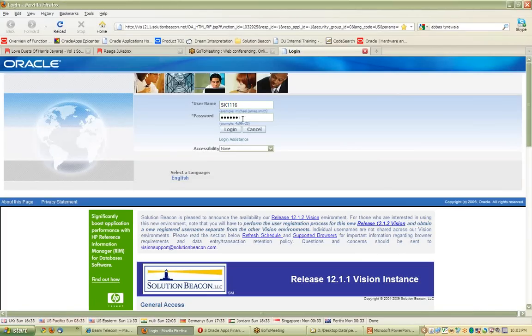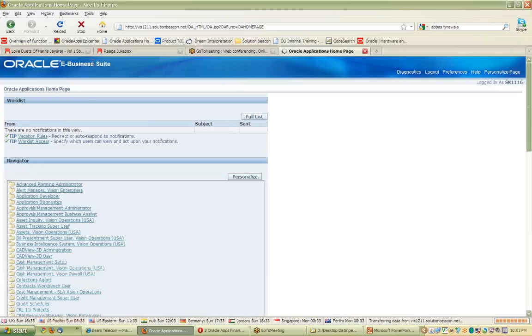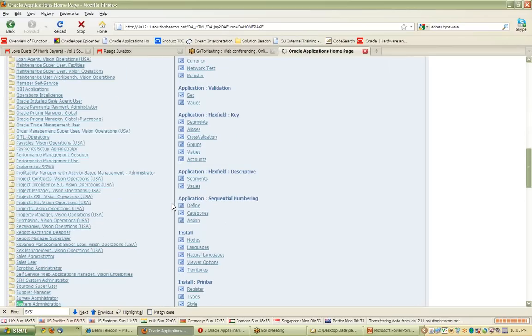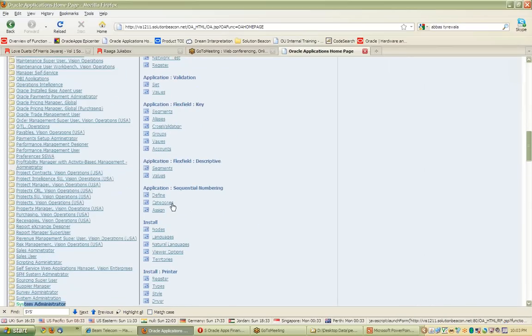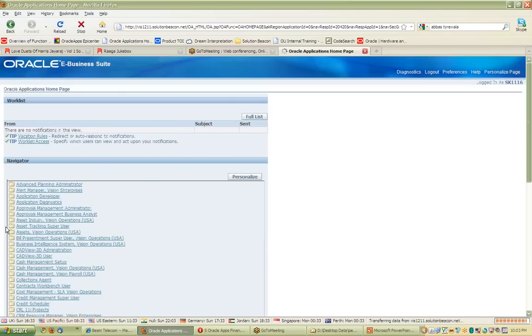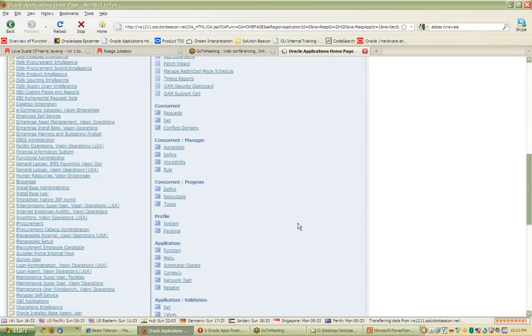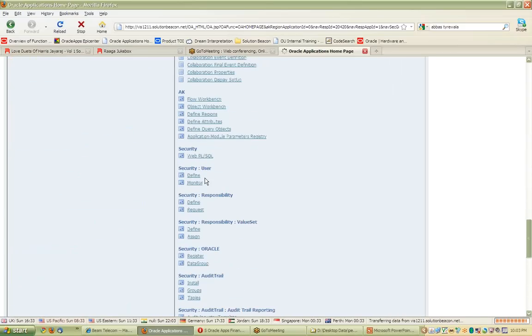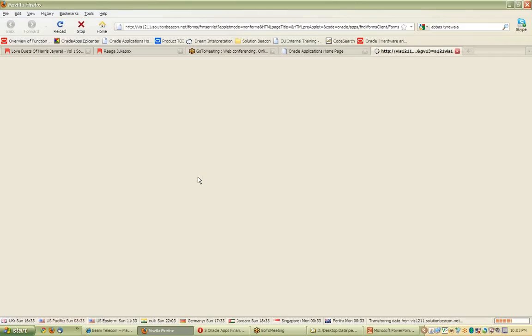So when I log into the application, this is the E-Business Suite, and I'm going straight to the system administrator. In system administrator, I'll give you the clear-cut navigation and the things. You don't bother, just get the concepts clear now. You have a facility to create a user.